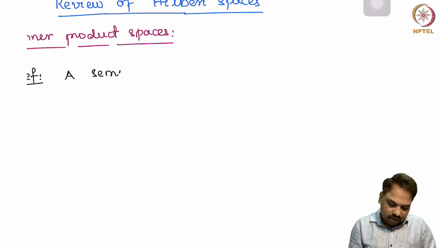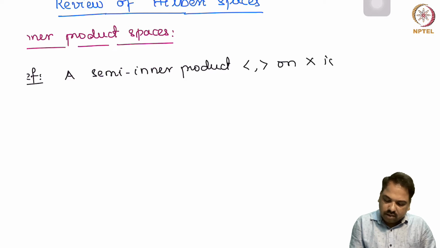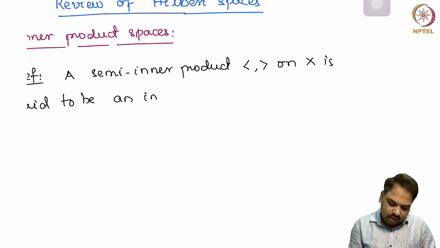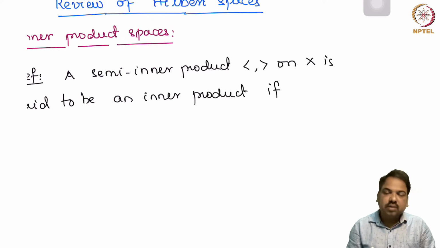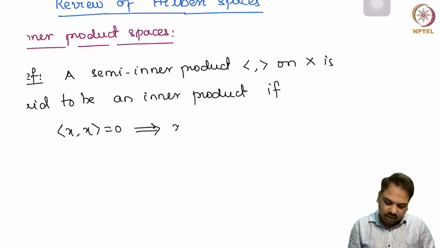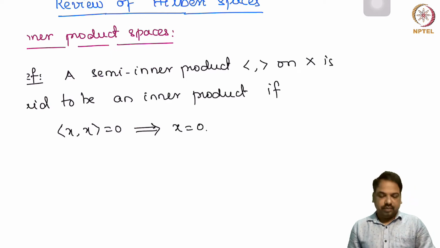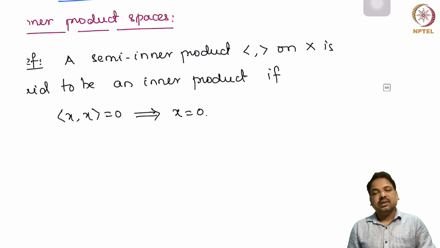A semi-inner product on X is said to be an inner product if the semi-inner product of x with itself being 0 implies x equal to 0. We have seen that in a semi-inner product space there exist vectors x such that the semi-inner product of x with itself is 0 but x is non-zero.